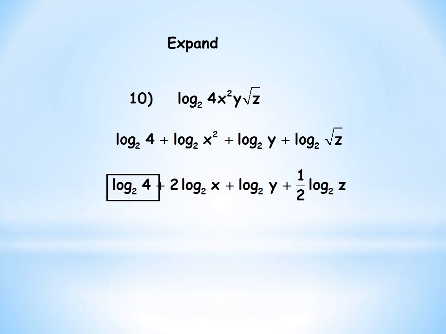But you have to pay attention to what your logs are, because the log 2 of 4 can actually be evaluated. And if your log could be evaluated, then you should simplify it. So this really becomes 2 plus 2 log 2 of x plus log 2 of y plus 1/2 log 2 of z.